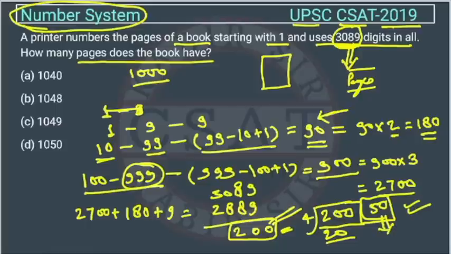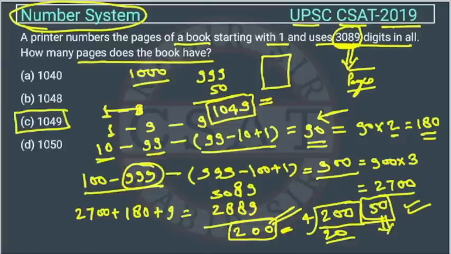So we have to tell the total number of pages in the book. We have reached triple nine and 50 pages from here, right? So this total will be the total number of pages in the book, right? So this will be 1049. So total 1049 pages are there in the book. So the answer is option C. Okay.